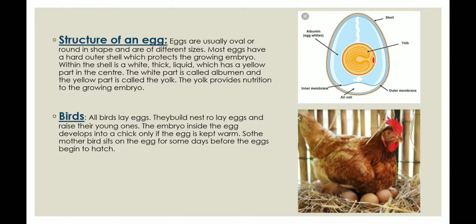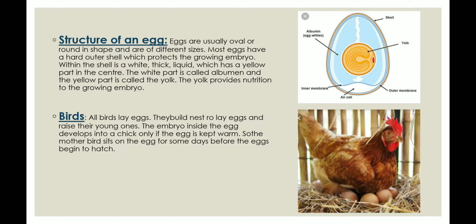So how do they do that? They build nests to lay their eggs. First they will make nests so that they will be able to lay their eggs there, and then they will raise the young ones. That means they will take care of the young ones after they hatch out of the eggs. The embryo inside the egg develops into a chick only if the egg is kept warm. So this baby that is present inside the egg will be fully developed, that means it will grow, only if the egg is kept warm.